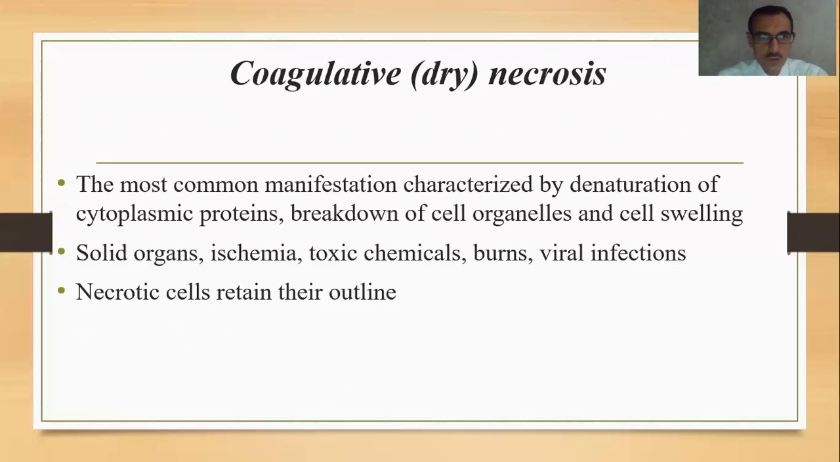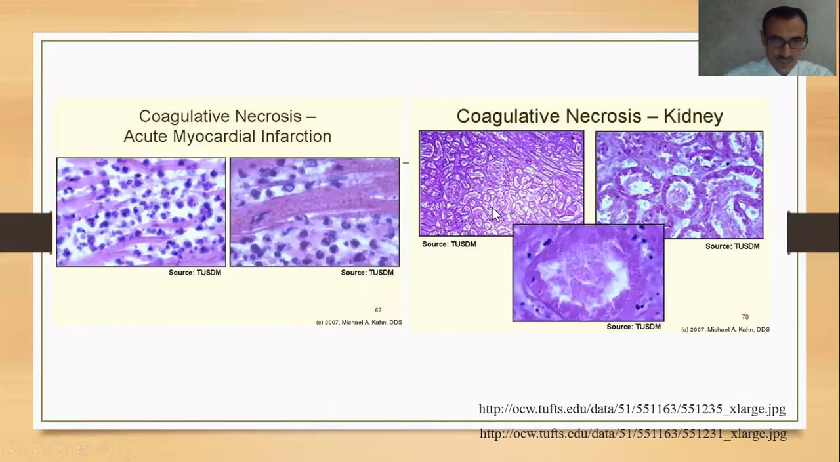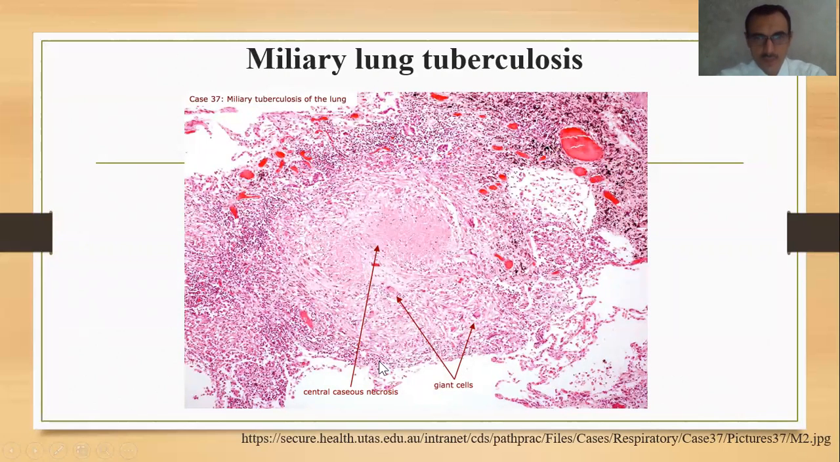They affect the solid organs after ischemia, toxic chemicals, burns, and viral infections. And necrotic cells retain their outline. Here, there are figures taken from the acute myocardial infarction. This is the coagulative necrosis, or the necrosis of the kidney tissue. Here we see the necrotized convoluted tubule. Another very good example is from the tuberculosis of the lungs. Here, as you see, the miliary tuberculosis of the lung, the caseous necrosis. This is the dry necrosis.